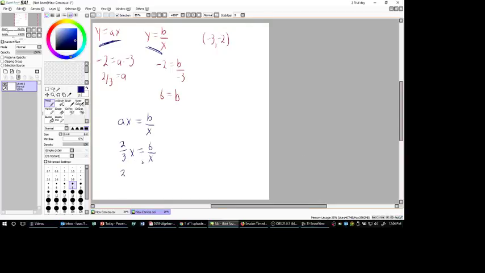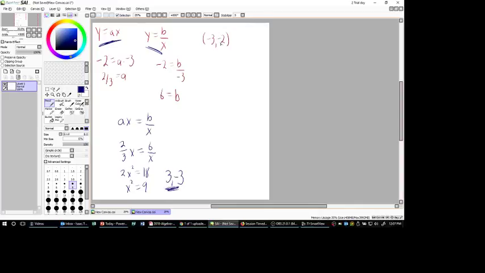I don't like these fractions here, so the first thing I would do is multiply both sides by 3 and multiply both sides by x. Should get you to there. Divide both sides by 2 and take the square root of both sides. Remember, when you take the square root of both sides you get plus or minus. So it says x can be 3 or -3.